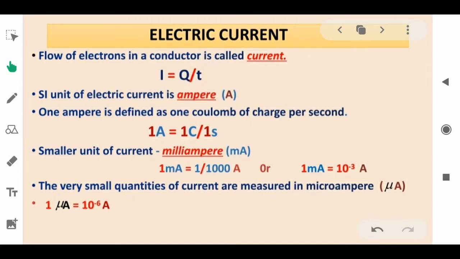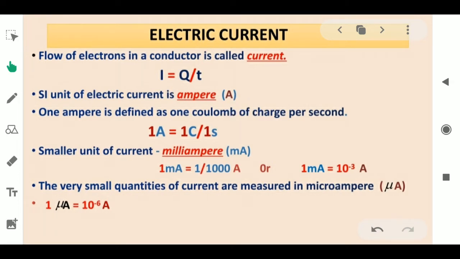Right? So simply we can write I is equal to Q by T, the rate of change of charge that flows through a conductor, which produces current. I is equal to Q by T. Clear? Then what is the SI unit of electric current? The SI unit of electric current is ampere. Ampere is denoted by capital letter A.